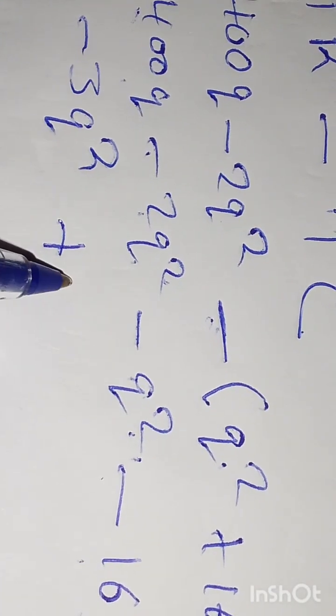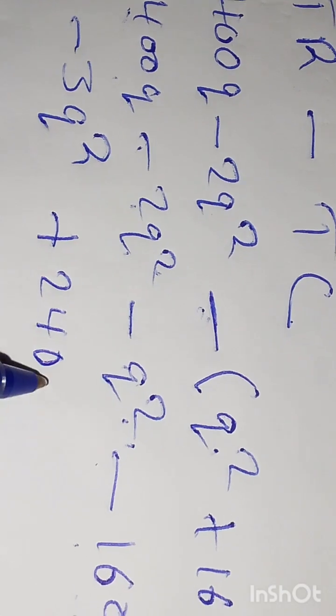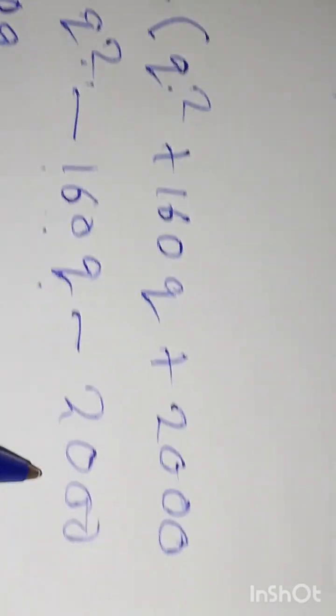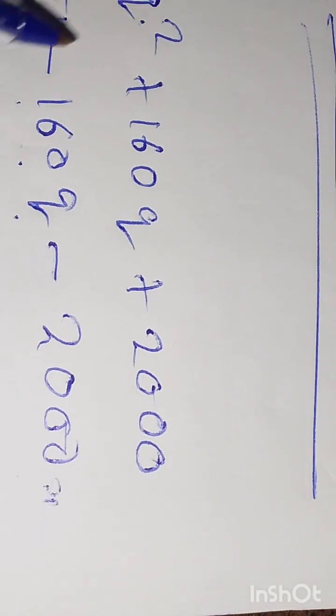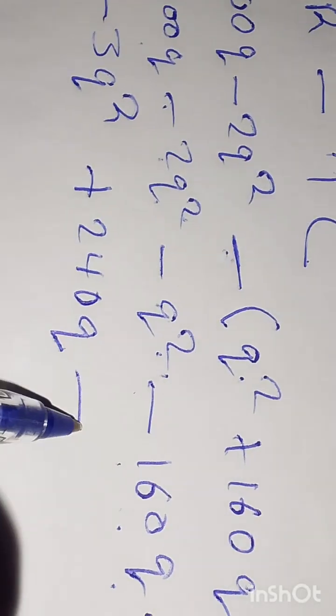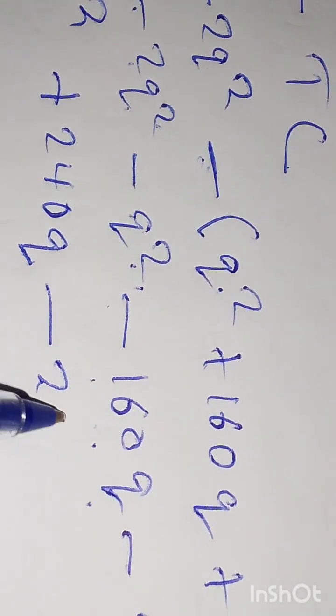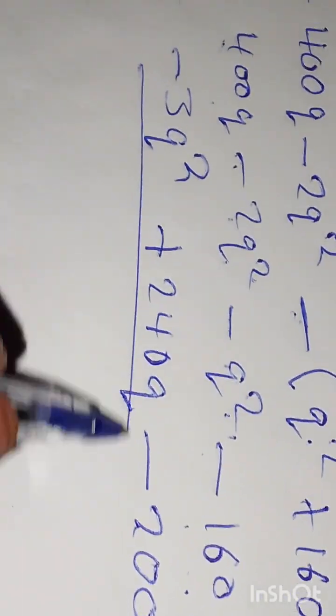So we're going to have positive 240Q. Then this is the only one which doesn't have a Q. This side doesn't have any other number. Minus 2000. So as simple as that, this is our total profit function.